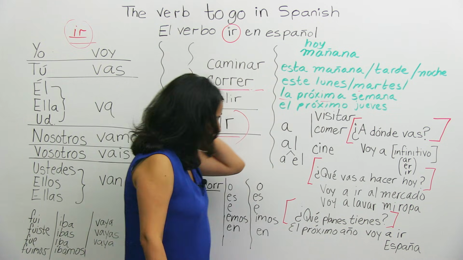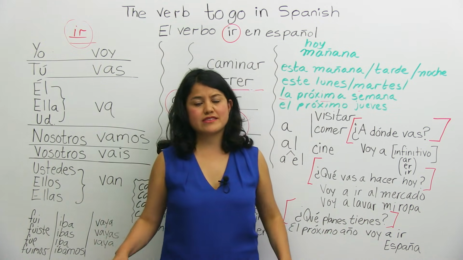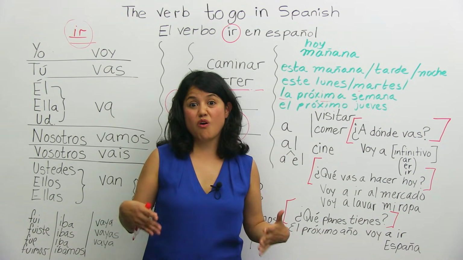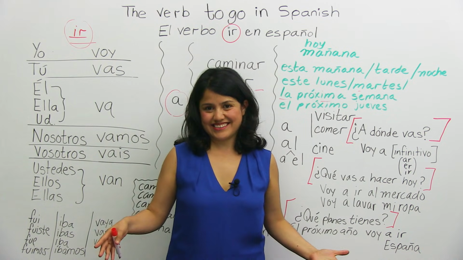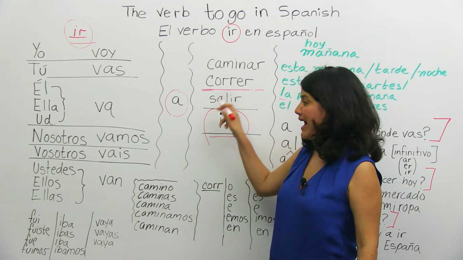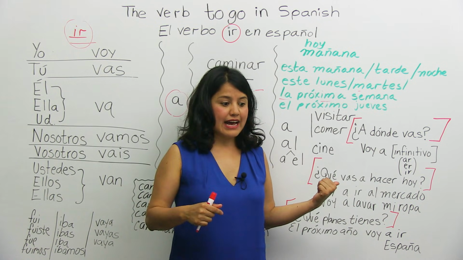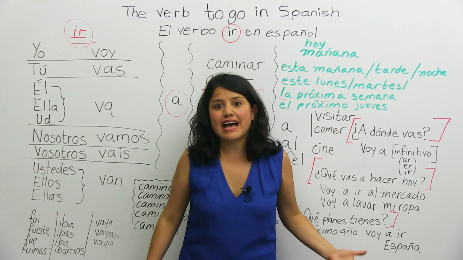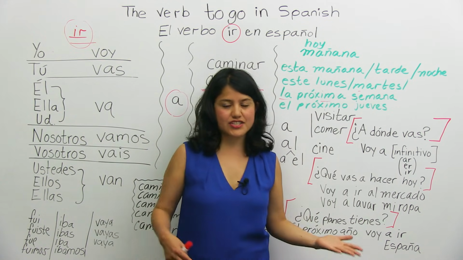But if you ask me, what are your plans? Like, what are you planning? Oh, well, next year, el próximo año, voy a ir a España. I'm going to Spain next year. Voy a ir, not voy a, an infinitive. Voy a ir a visitar el Museo de Gaudí next year.